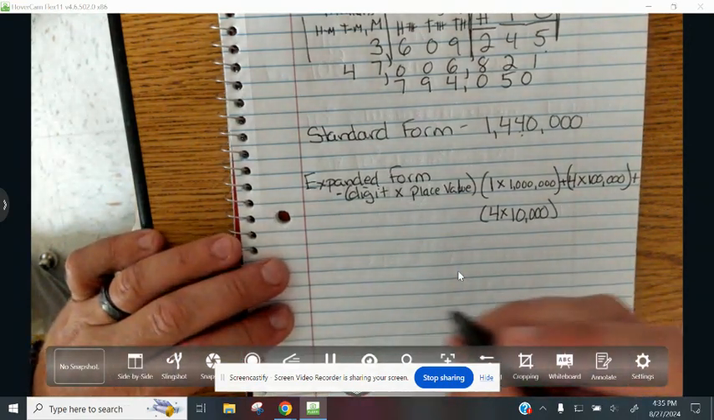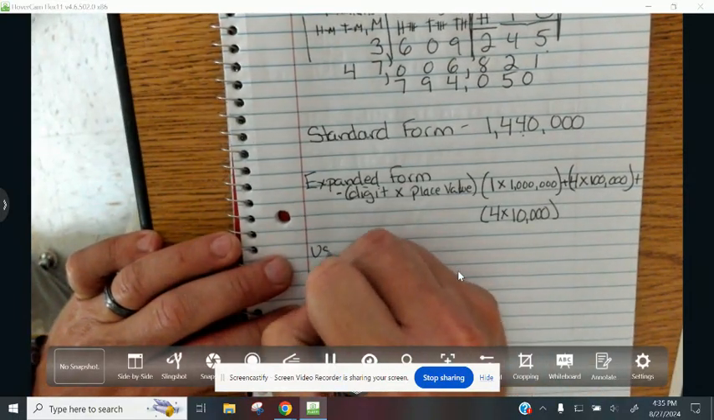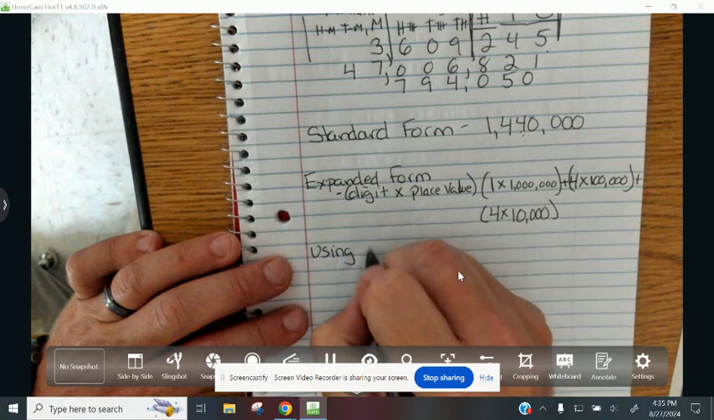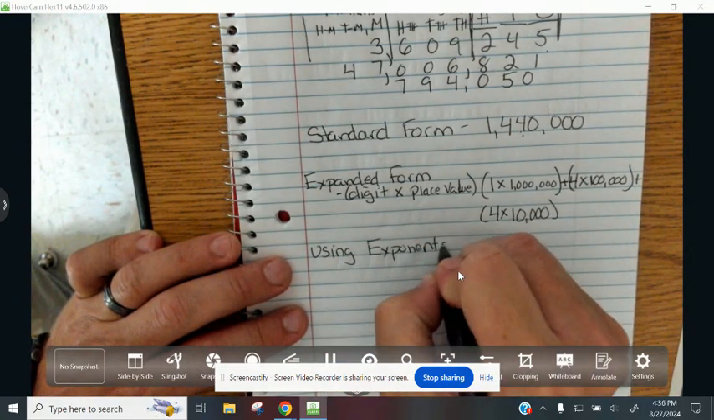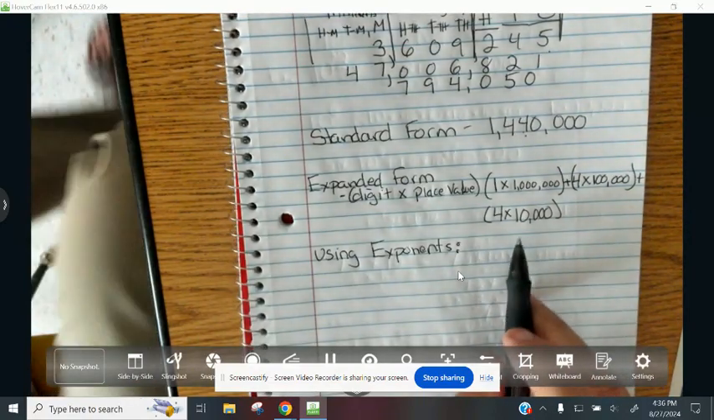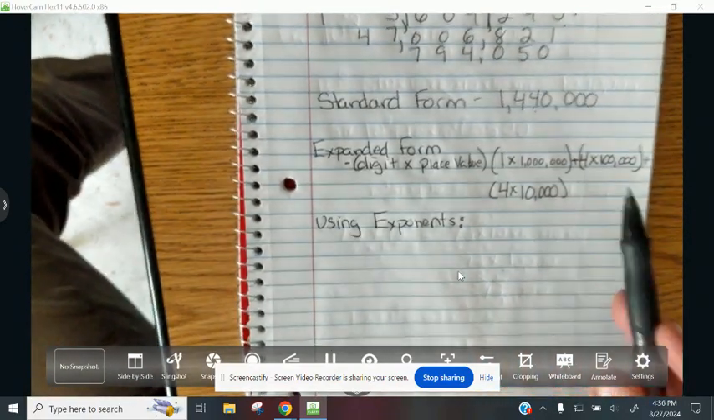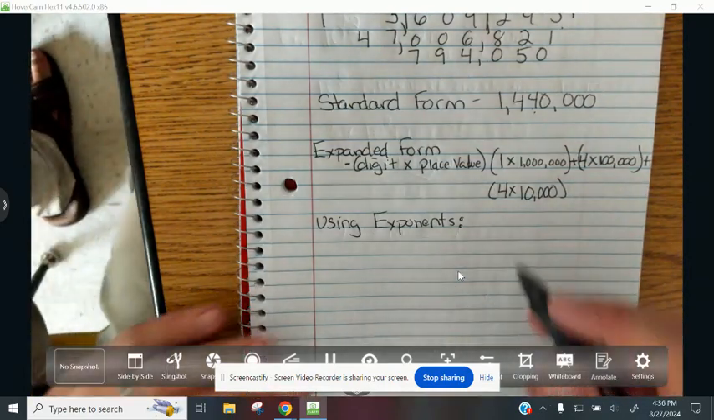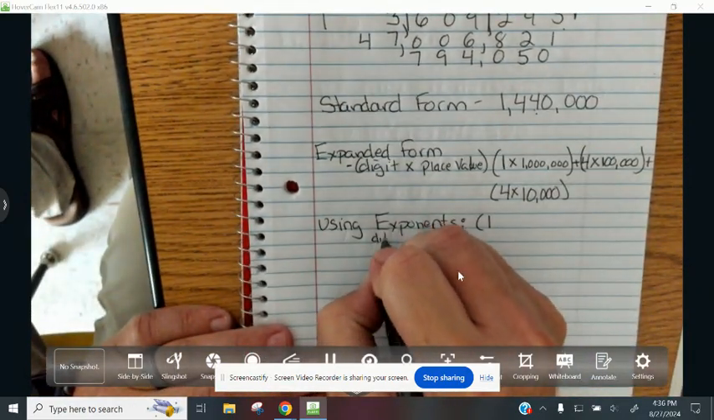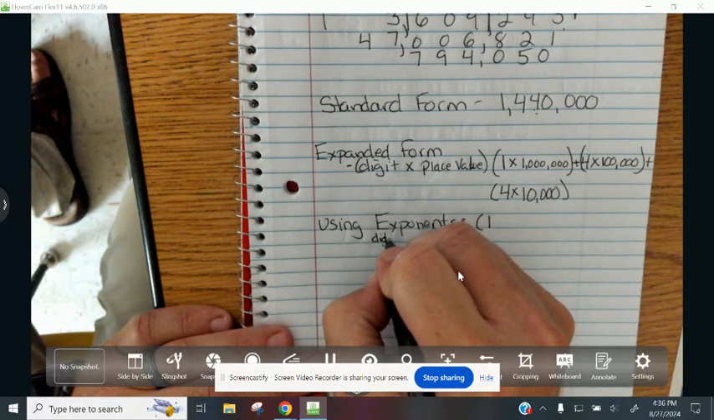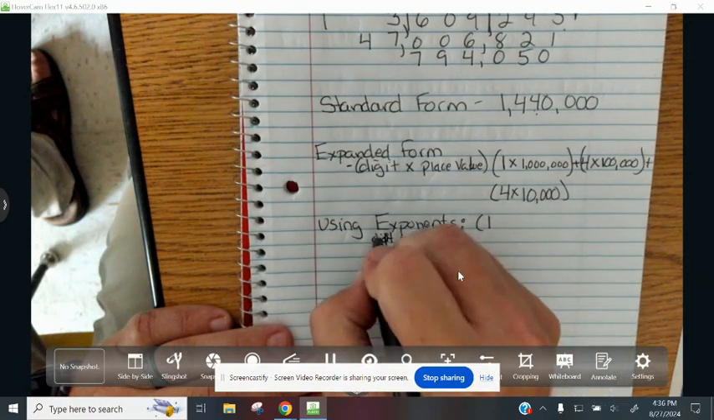Now, there's also another way to do expanded form, using exponents. We just learned this, now we're going to use exponents. We're going to use this same number, but instead of writing the whole number out, let's use exponents to make it easier. Same thing: digit times place value.